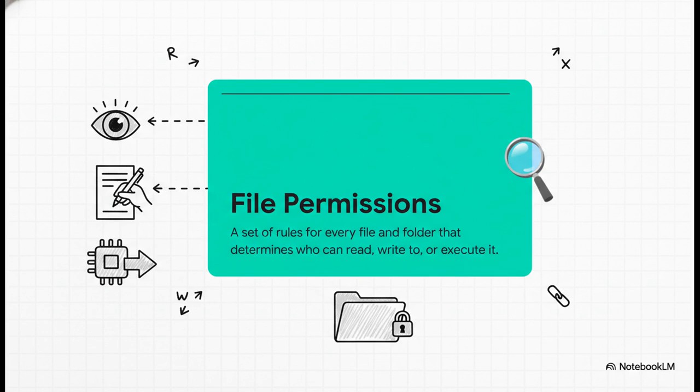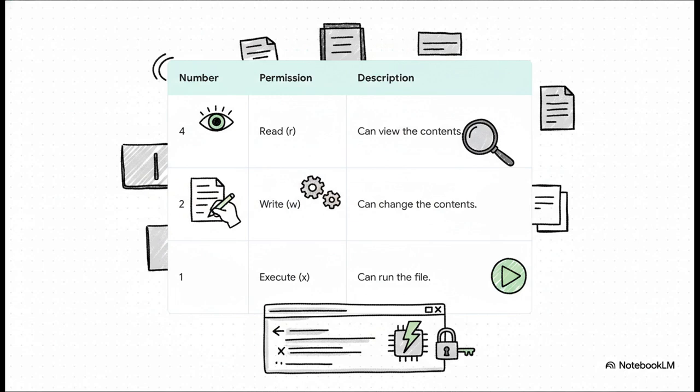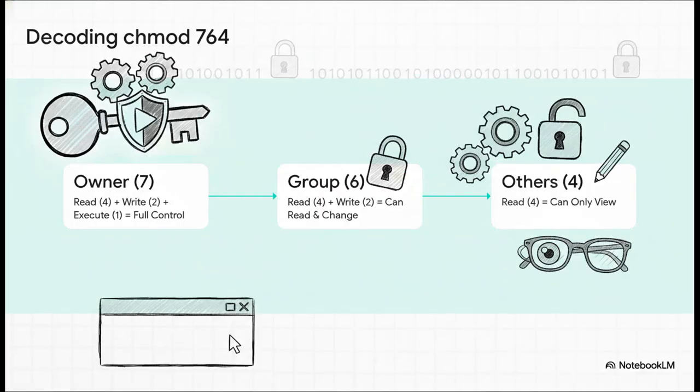That's the whole game. So how does the system keep track of all this? With numbers. It's just simple math. Read is worth 4 points, write is 2, and execute is 1. You just add those numbers up to create any combination of permissions you could possibly need. So check it out. It's always a set of 3 numbers, one for the file's owner, one for the group, and one for everyone else.